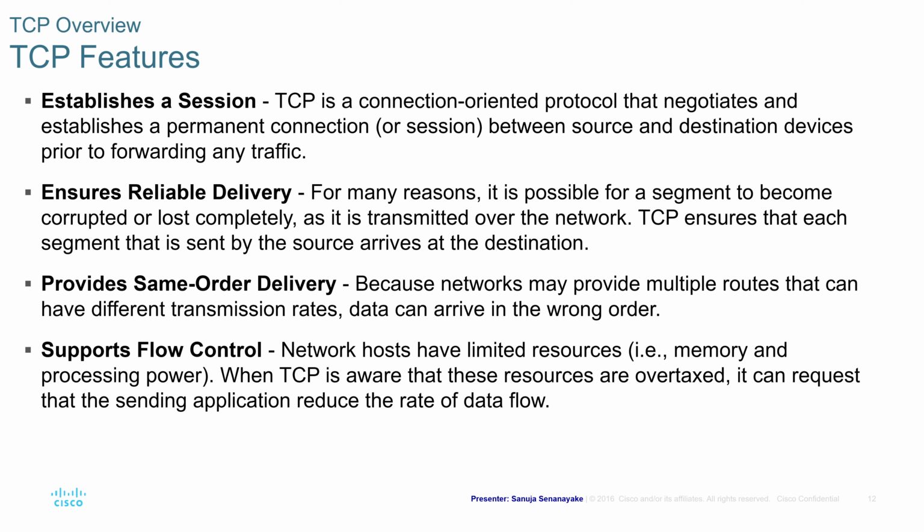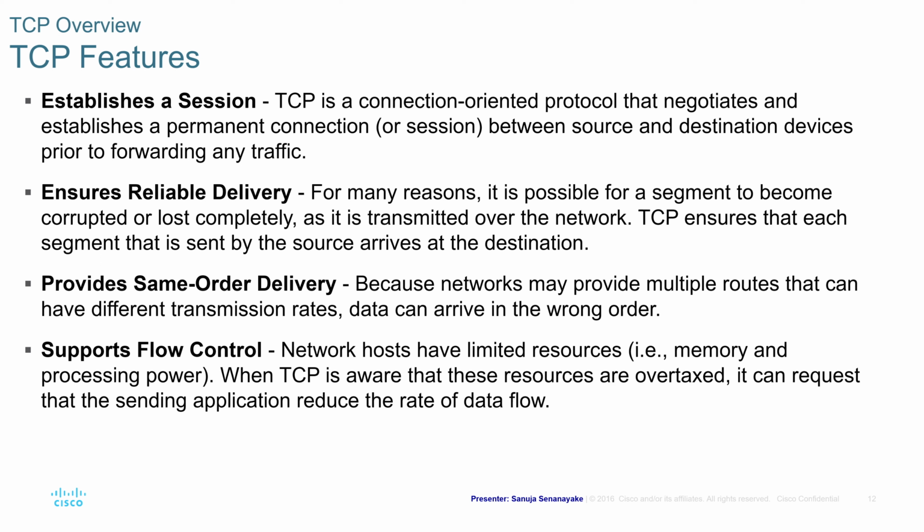And it ensures reliable delivery. The way it does this is, it is possible for a segment to become corrupted or lost completely as it transmits over the network. So what TCP does is ensure that each segment that is sent by the source arrives at the destination correctly. It provides same order delivery because networks may provide multiple routes that can have different transmission rates, as I mentioned before, and data can arrive in the wrong order, and TCP can put them together in the correct order.